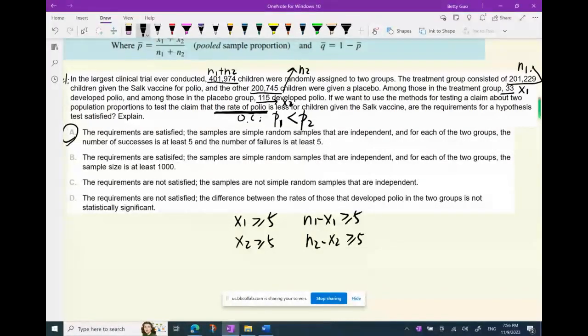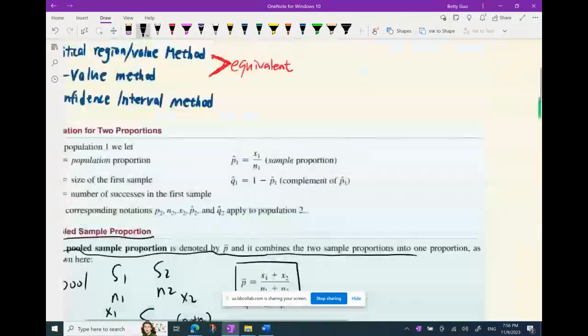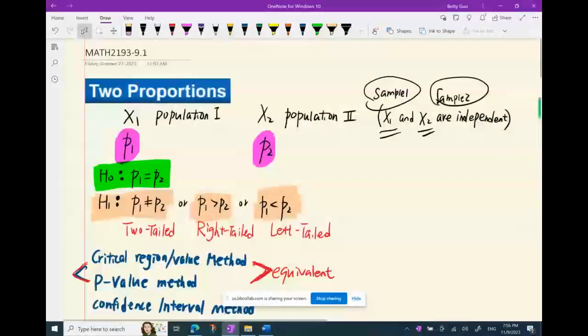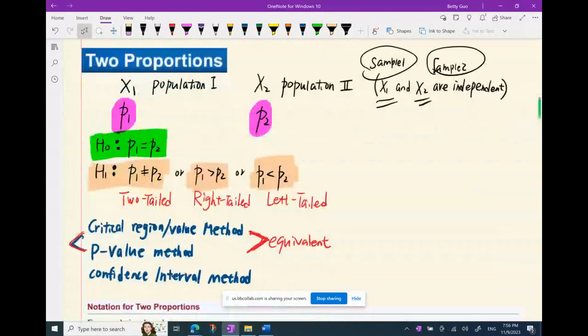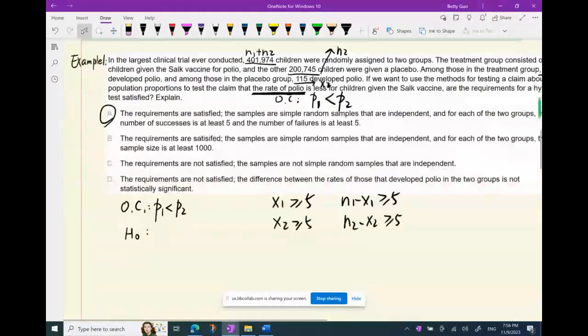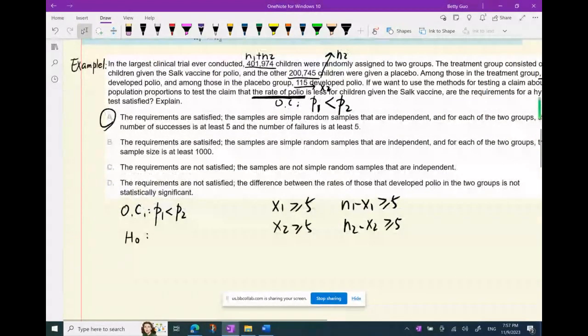Let's do something extra. How do we test the claim? The question doesn't ask that, but we can do more because the information is all given, very complete. The original claim is P1 less than P2. Anyone can tell me what the null is? I showed you earlier. For testing two population proportions, the null is always P1 equals P2, consistent with the previous chapter. The null always contains an equal sign, so P1 equals P2.